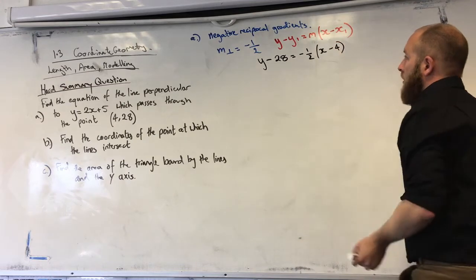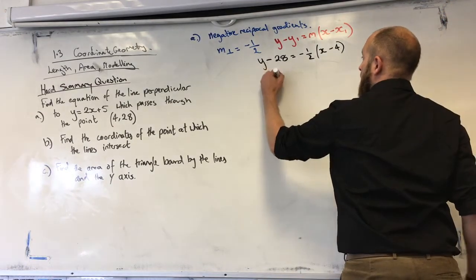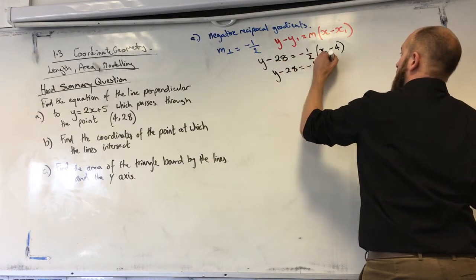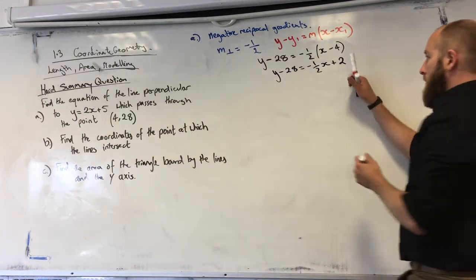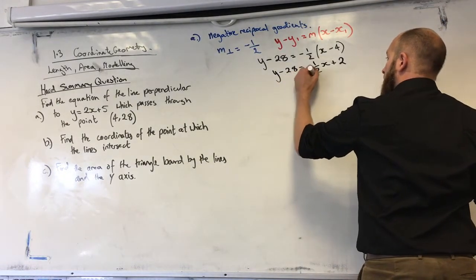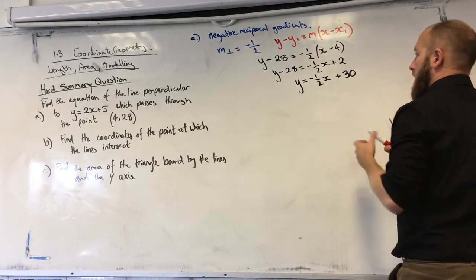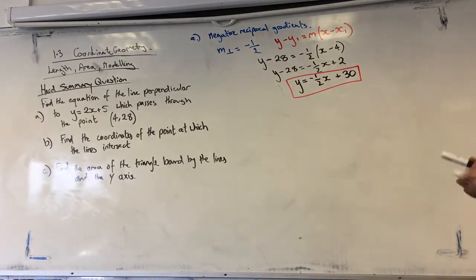So if we expand and rearrange this to get y equals, I just expanded my brackets. Now I'm going to add 28 to each side. So you get y equals minus a half x plus 30. So there we go.